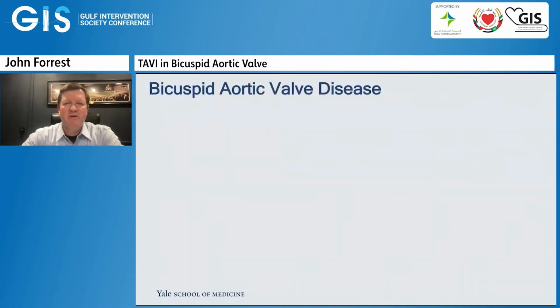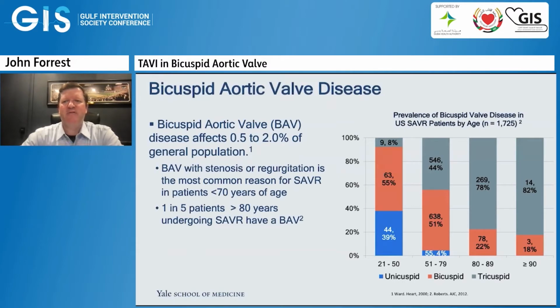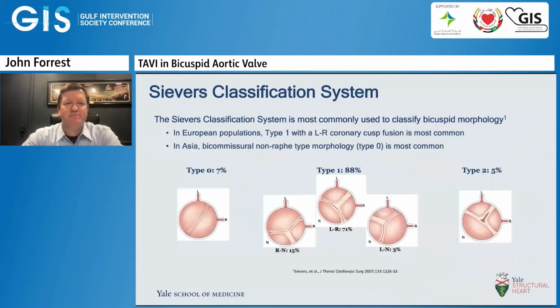replacement. So bicuspid aortic valve disease, as I think we all know, affects patients when they tend to be younger. And as TAVR has moved into a younger patient population, we're seeing bicuspid aortic valve disease more and more frequently. In fact, bicuspid aortic valve stenosis or regurgitation is the most common reason that patients undergo aortic valve replacement who are less than 70 years of age.